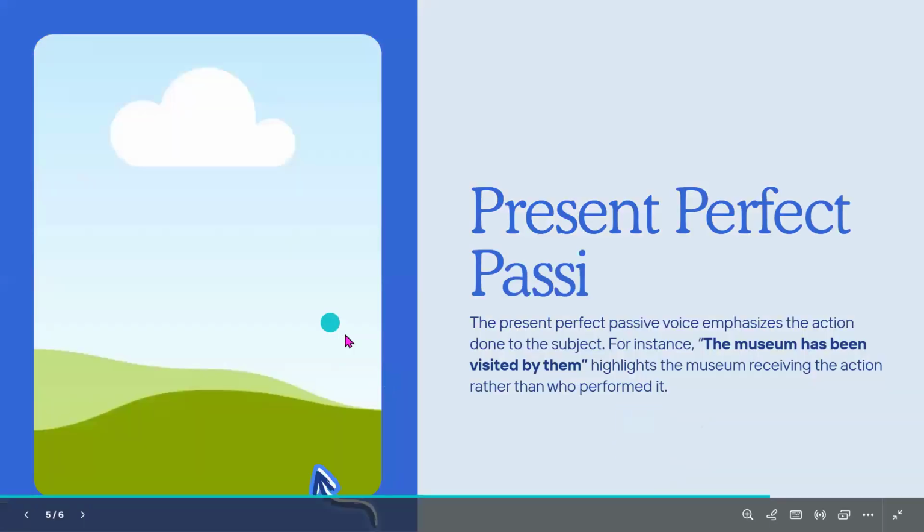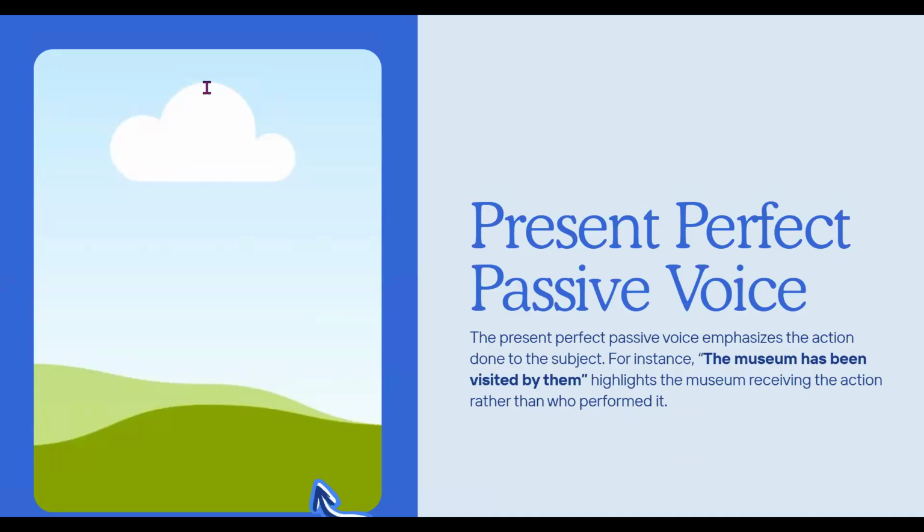Now, active structure. Yes. Angie Naomi, are you there? Yes, teacher. Angie, could you read this part? Yes. Present perfect passive voice. The present perfect passive voice emphasizes the action done to the subject. For instance, the museum has been visited by them, highlights the museum receiving the action rather than who performed it. Great, my dear Angie Naomi.